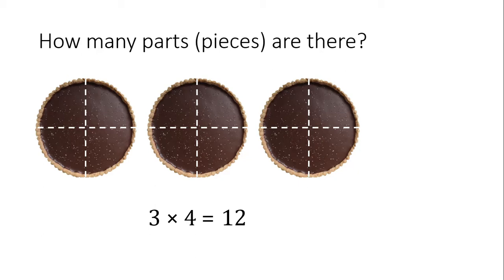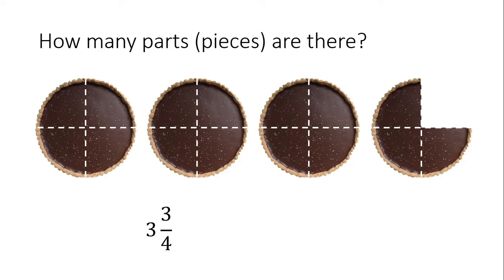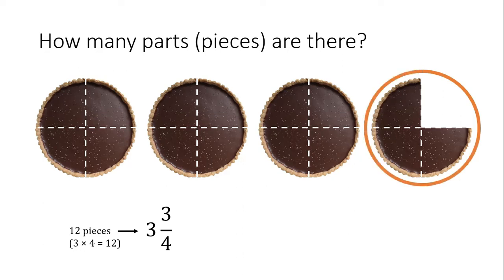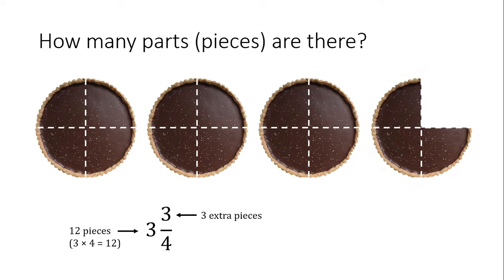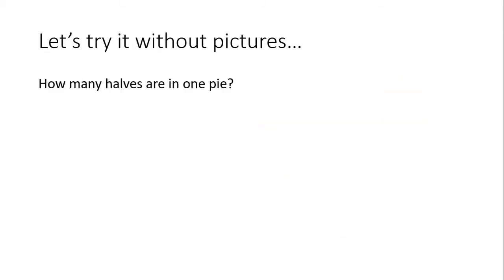All right, what if I have 3 3/4 of a pie? Well, we just said that with 3 pies it was going to be 12 pieces, so 12 pieces for the 3 whole pies, and then we just need to add the extra bits. Well, the extra bits are 3/4, so how many pieces are there extra? 3. So there's 12 pieces from the whole pies, and then 3 extra pieces. 12 plus 3 is 15, so 15 pieces. I wonder if we can do that without looking at pictures. All we need to do is multiply in our head.